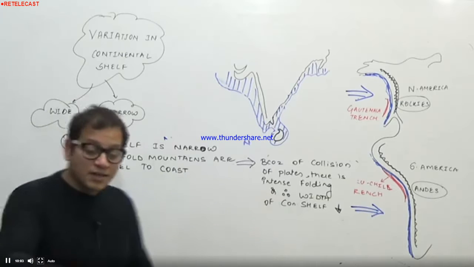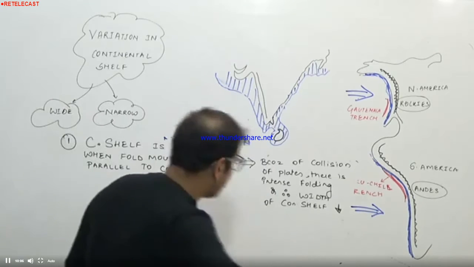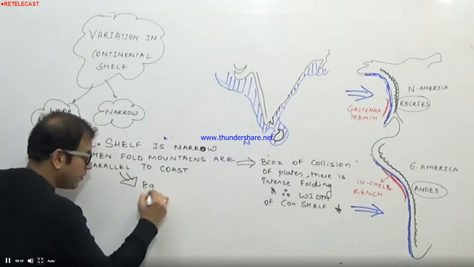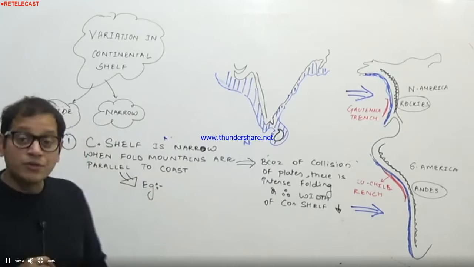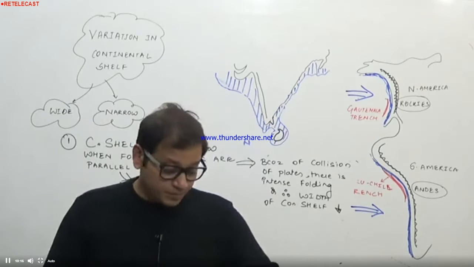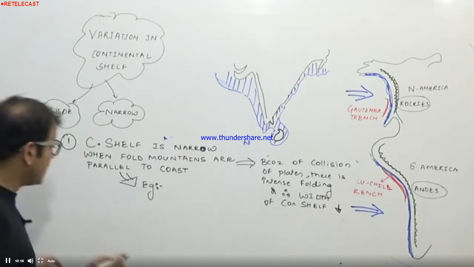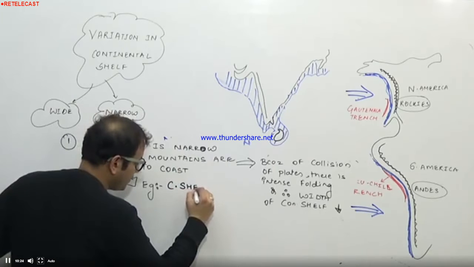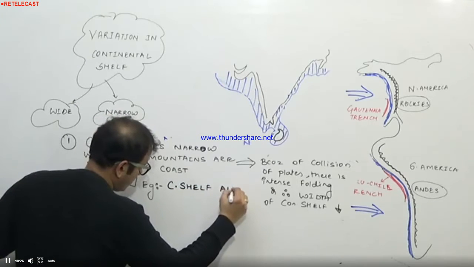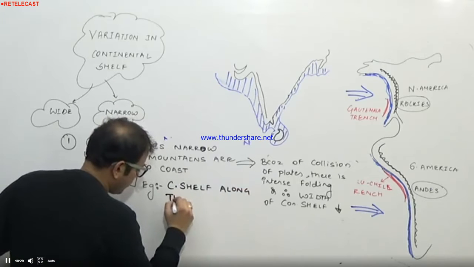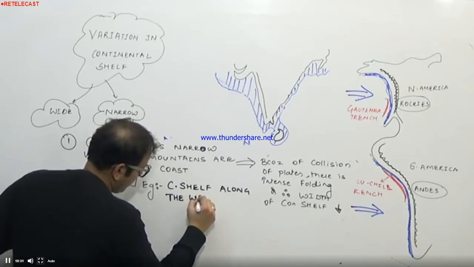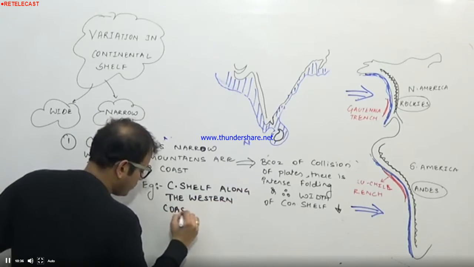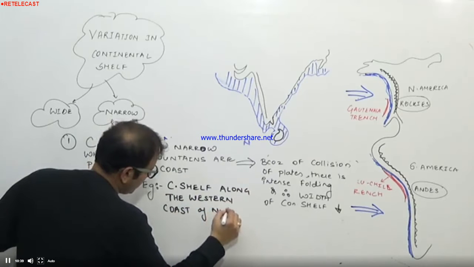Now what is the example of this? The example is, obviously for the preliminary examination you will have to do the examples. You will have to do because these are what is asked in the examination. Example is the continental shelf along the western coast of North and South Americas.